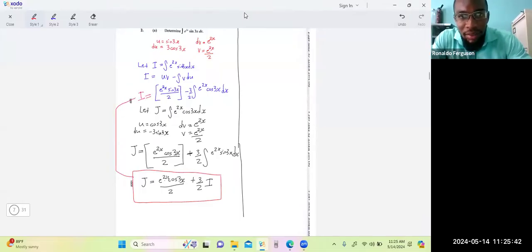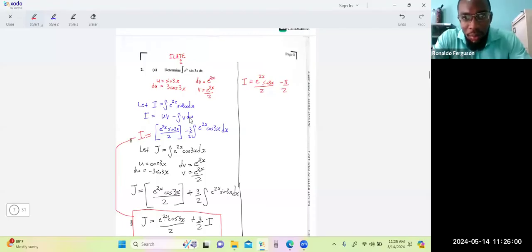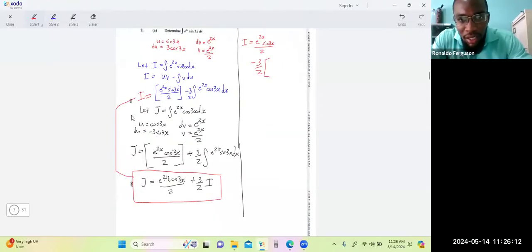So finally, I is equal to e to the 2x sine 3x over 2 minus 3 over 2 times j. But j is this down here. Do I have enough space? I hope I do. I'm going to put that right there, then say minus 3 over 2 times j. But j is all of this, so we put e to the 2x cos 3x over 2 plus 3 over 2 times I. So this is what we have for I now.